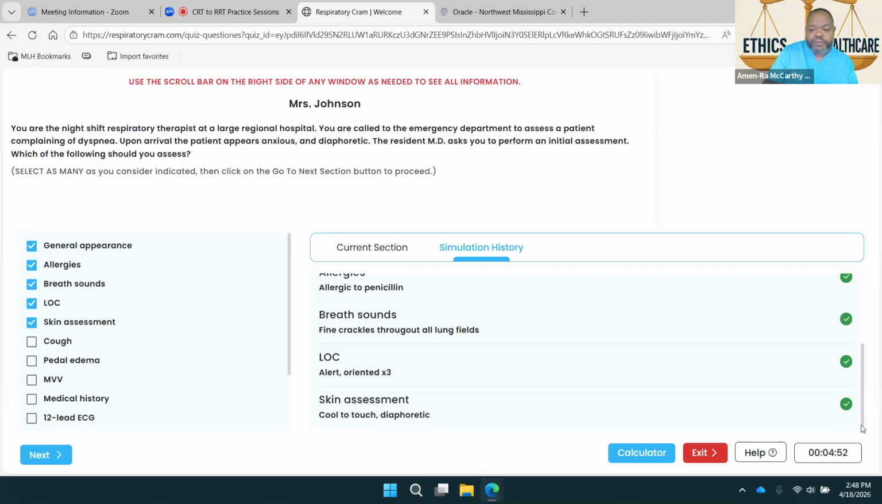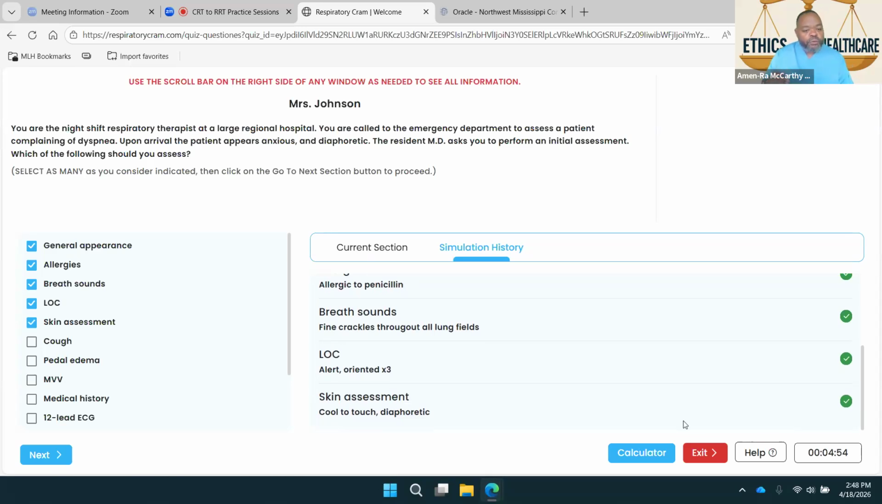All right, skin assessment. Physician agrees. Cool to touch and diaphoretic. So the skin is cool. She's got a cold, sweaty, diaphoretic presentation. Okay. What about cough? Do we want to assess her cough, whether it's productive or not?